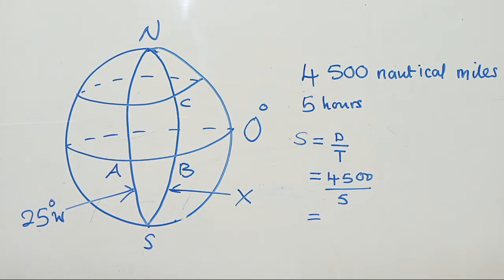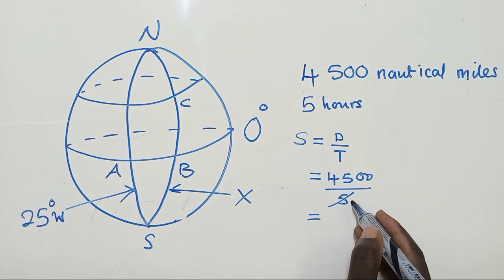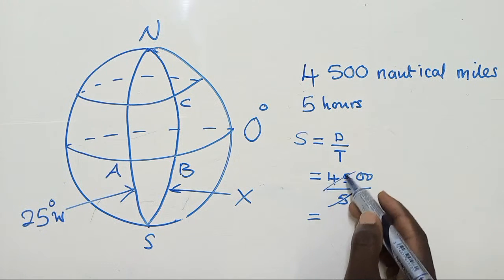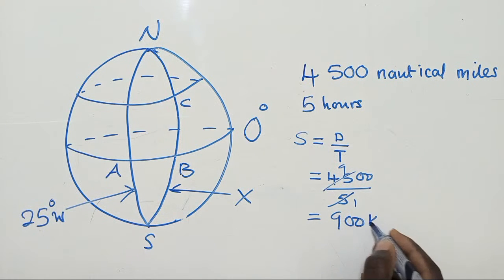5 hours, okay? Now, mind you, we're not supposed to use a calculator for this paper. You need to solve using your head. So here you can say how many times 5 goes into 5. It's 1. Into 45, it's 9. So we have 900 knots.